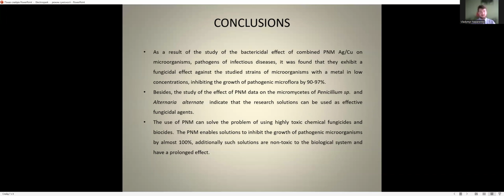The test results indicate that the PNP solution prepared based on argentum and cuprum at a concentration of 9 micrograms per liter are effective fungicide agents for Penicillium sp. and Alternaria alternata. Another important conclusion is that the use of PNP can help us solve the problem of using highly toxic chemicals, fungicides, and biocides. And it enables such solutions to inhibit the growth of pathogenic microorganisms by almost 100%. So these solutions are non-toxic to a biological system and have a prolonged effect. Which means that they can be used in practice and have a good prolonged effect on the environment and help us solve the existing issue.